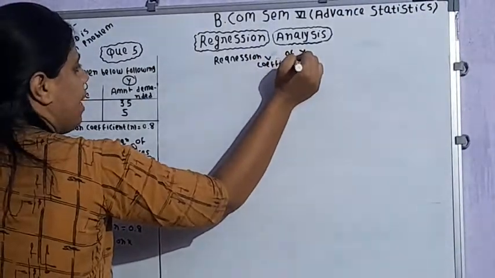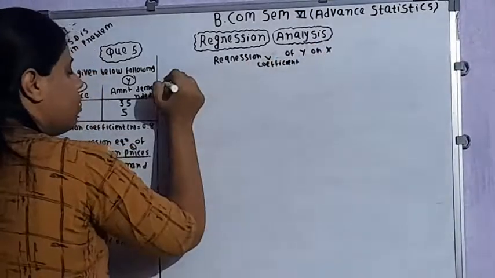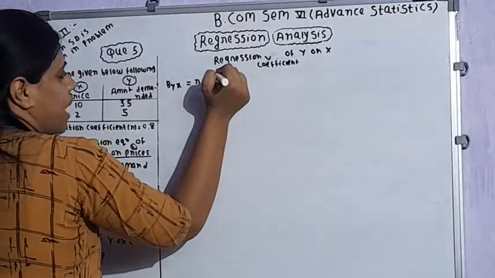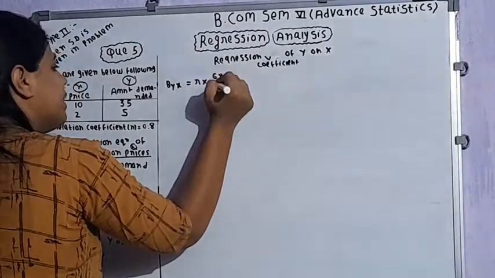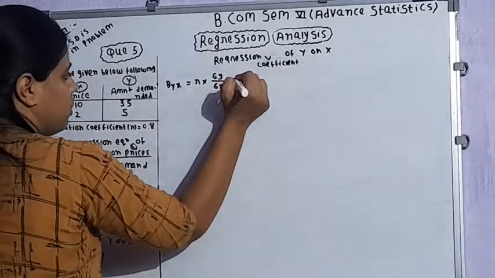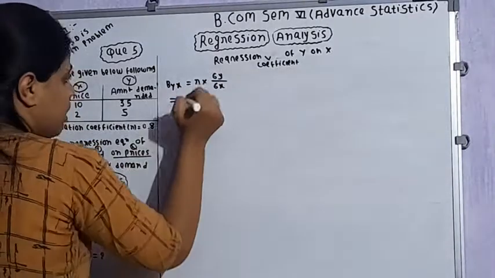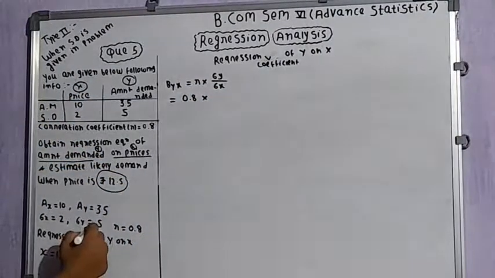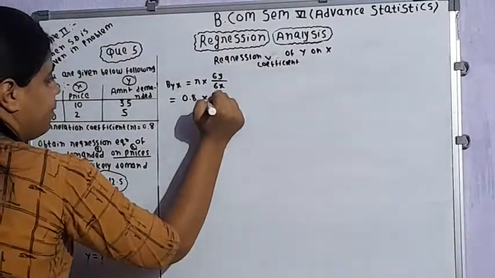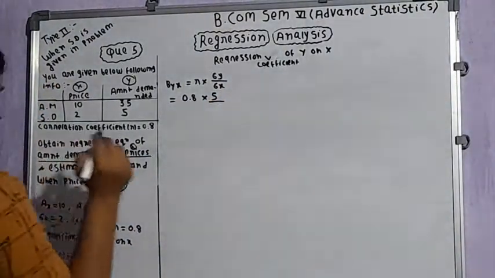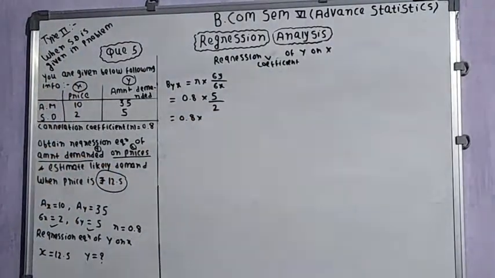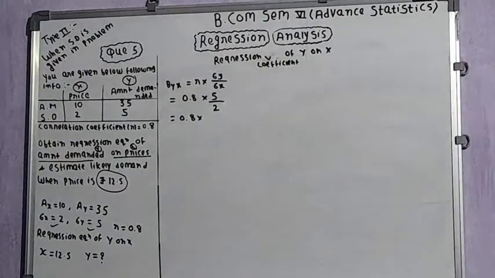Regression coefficient of Y on X. Okay. What is the formula? b_YX is equal to R into standard deviation of Y divided by standard deviation of X. Okay. What is the value of R? 0.8. What is the value of standard deviation of Y? 5. What is the value of standard deviation of X? 2. So 0.8 into 5 divided by 2. When we do 5 divided by 2, it comes to 2.5.